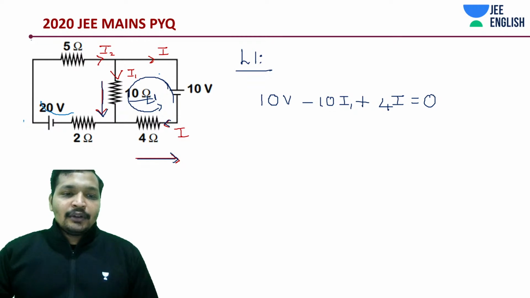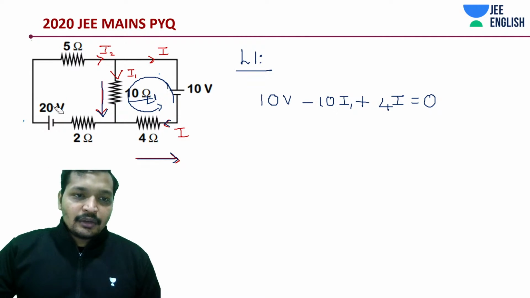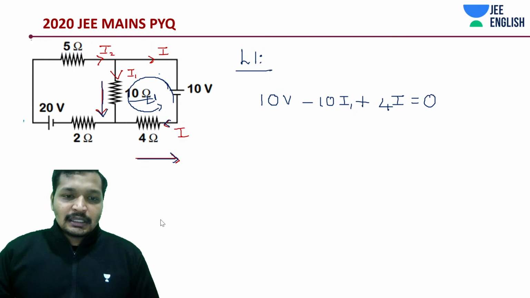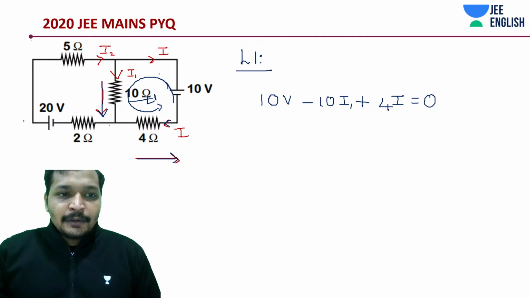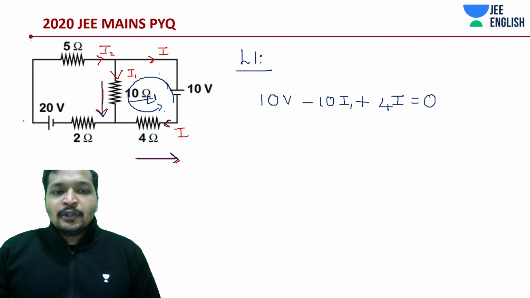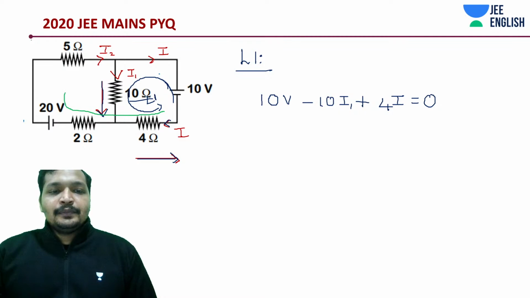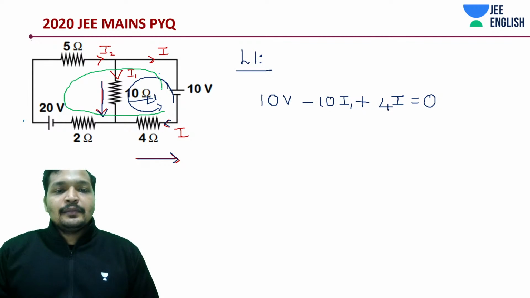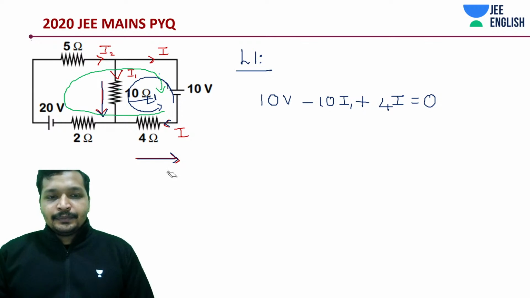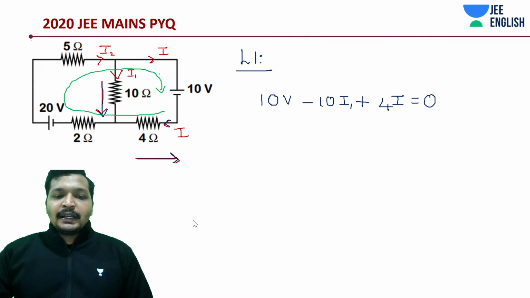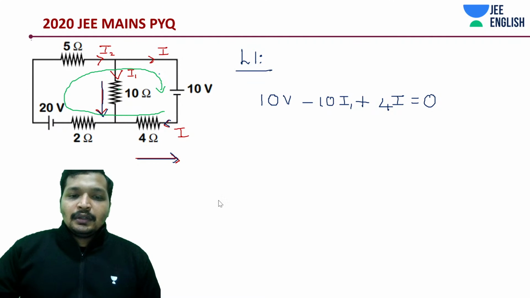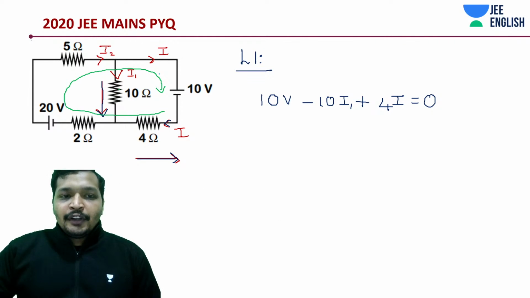Let me take a different color. I think I wanted to take a green color so that it's clearly visible. Which is that loop? The big loop. Let me erase loop 1 temporarily. We are dealing with that big loop. We know this is loop 2.